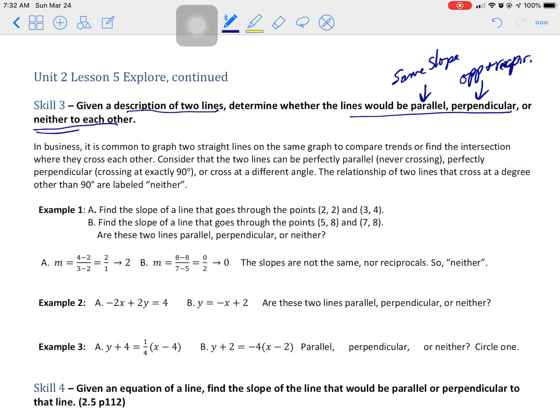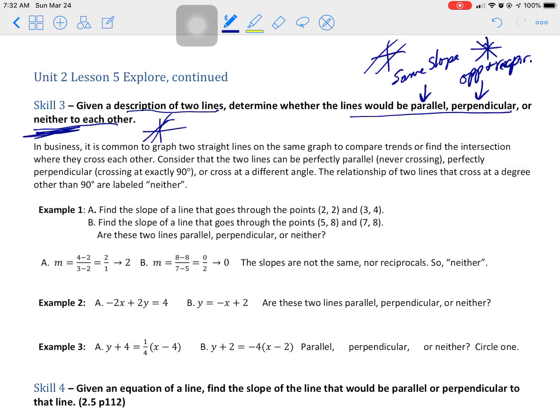Okay, or neither if they're neither. So they can be three things. There are three different ways. Same slope, that means they're parallel. Opposite and reciprocal, that means they go through exactly at a 90-degree angle. But what if they just kind of run across like that? Okay, so that'd be neither.